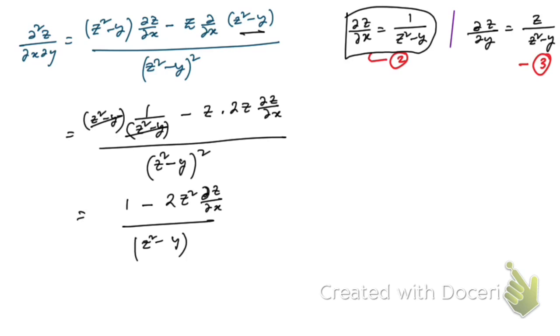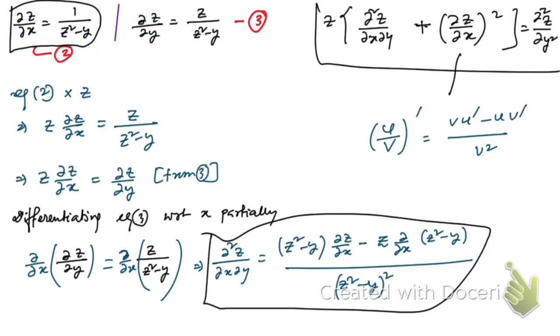So now 1 minus 2z square del z by del x divided by z square minus y, over z square minus y whole square. Here let me mention, I have put the value from equation number 2. Hope you have understood this. Now we also need this term, del z by del x whole square. Let me go back to the previous slide. It's very simple: here you see del z by del x, this one. If you square both sides of equation number 2, you're going to get that.